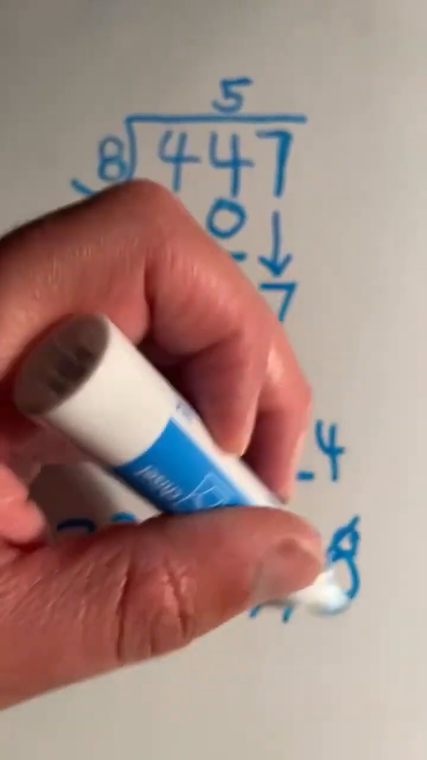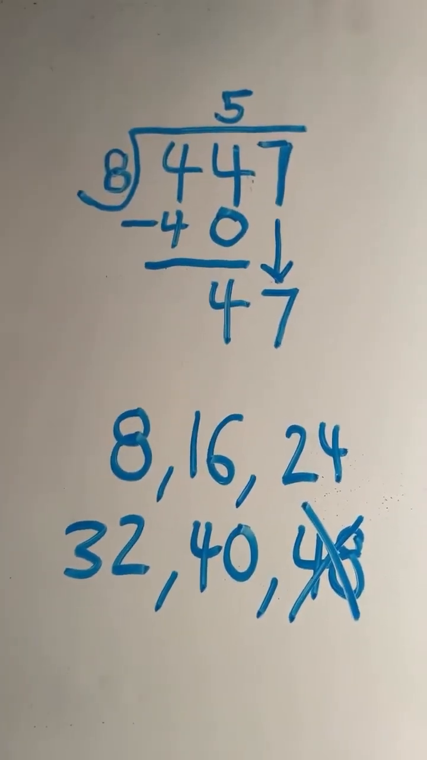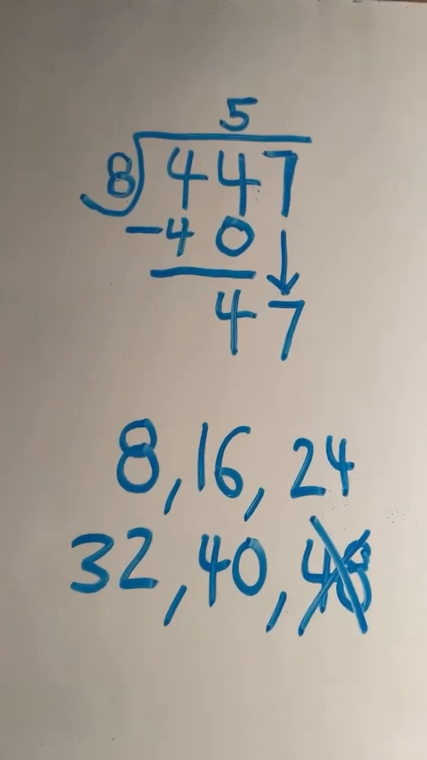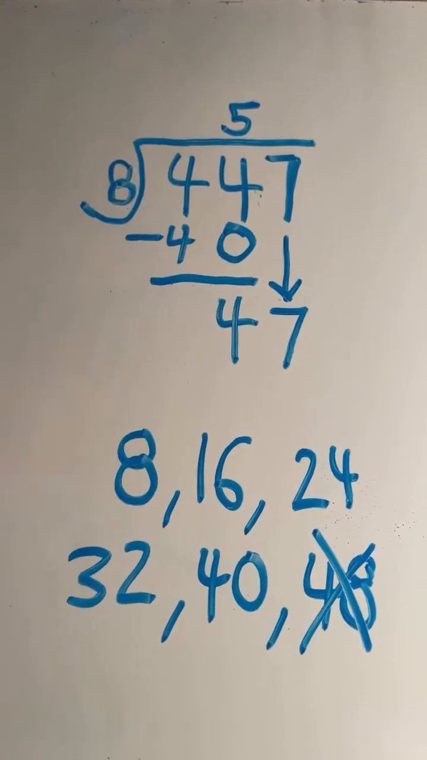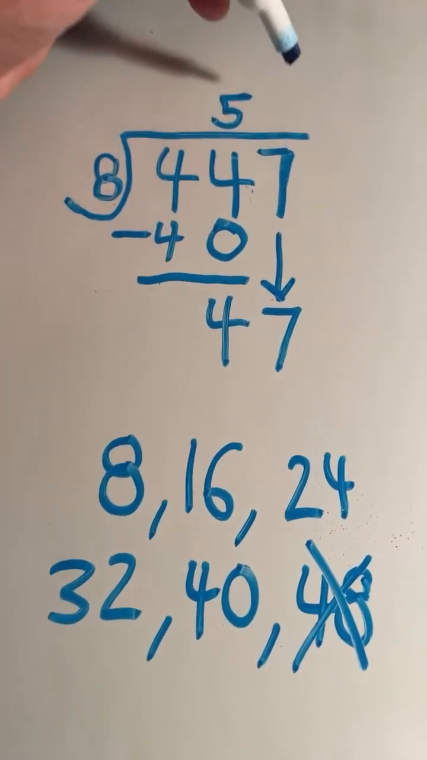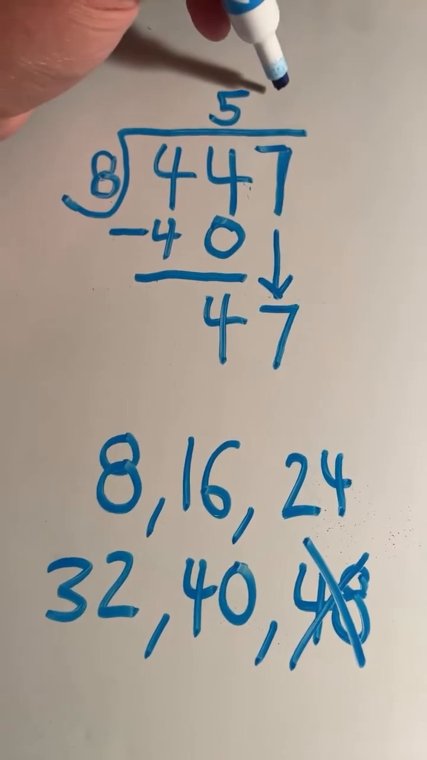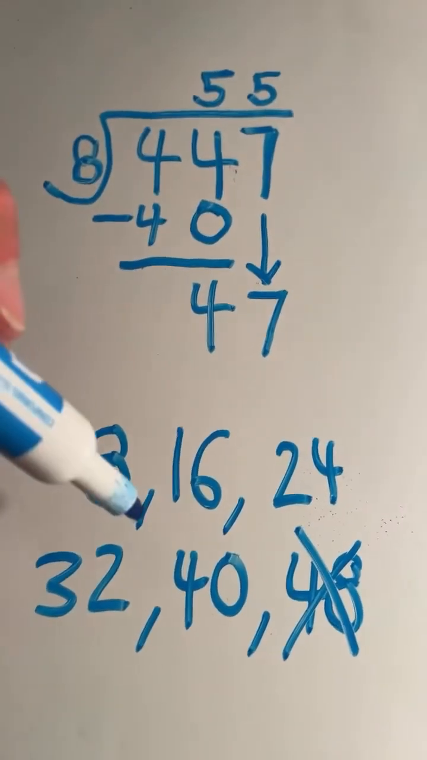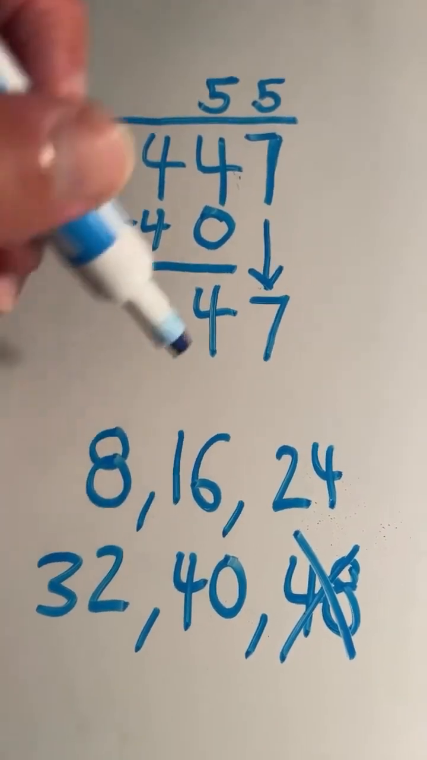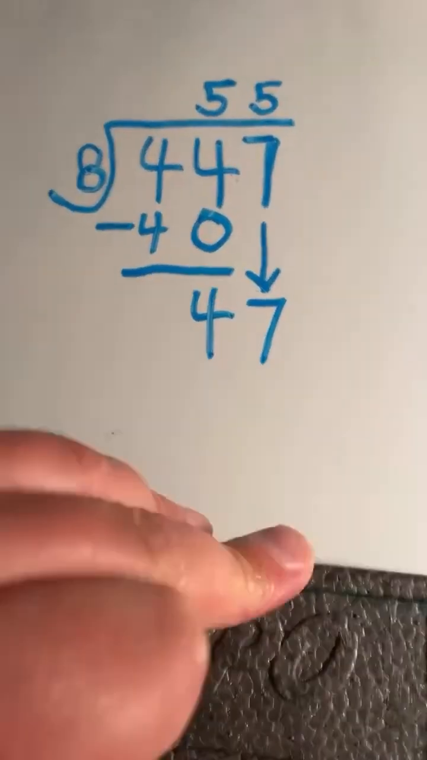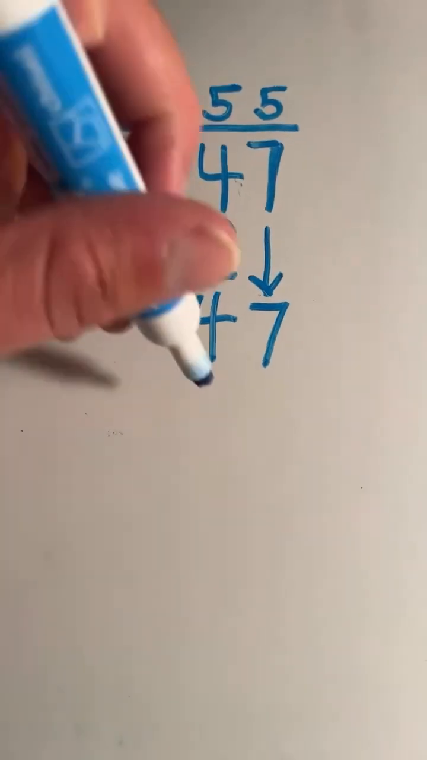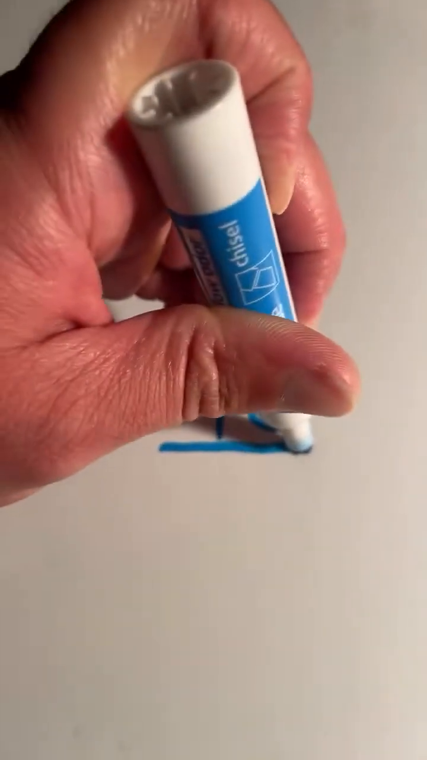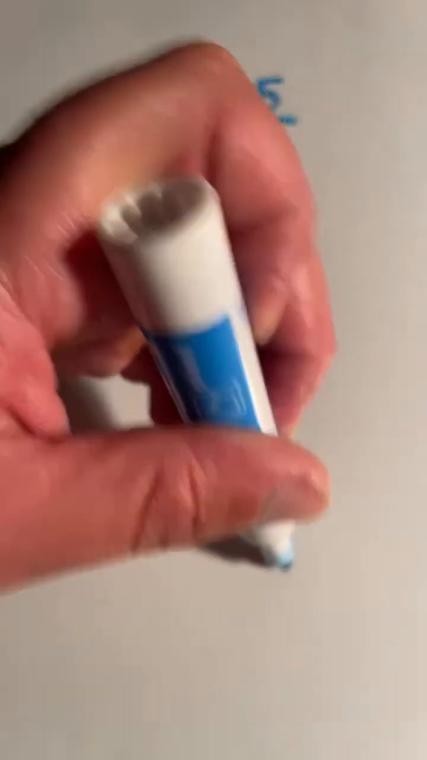That's past 47, so we still can't get to a 6th group, but we were able to get 1, 2, 3, 4, 5 full groups of 8 within 47. So 47 divided by 8, again, equals 5 with the remainder. Since, again, 40 was as close as we could get to 47 without going over, 40 is what we subtract. So 47 minus 40 equals 7.